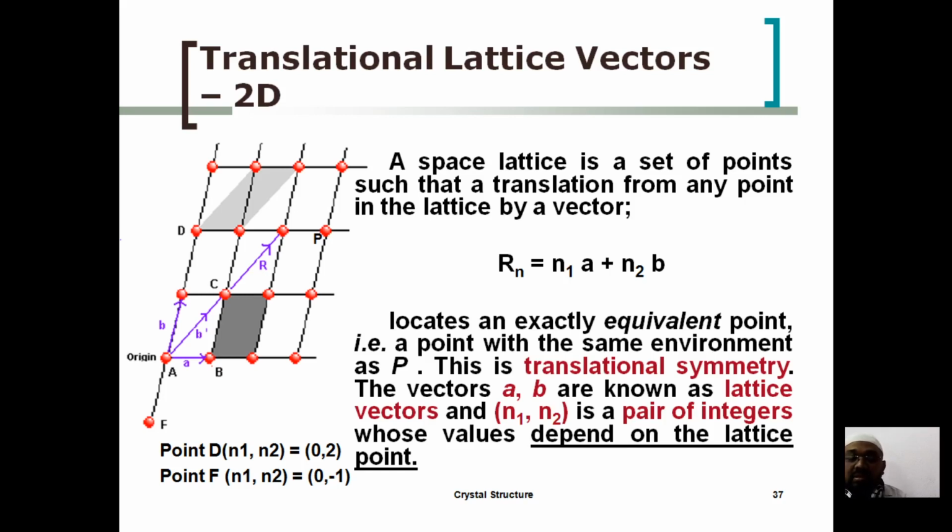So we call that particular repetition of the lattice points, or a mathematical function being repeated such that you get an identical value, translation in mathematics. For your reference, we just consider it as translation lattice vectors.